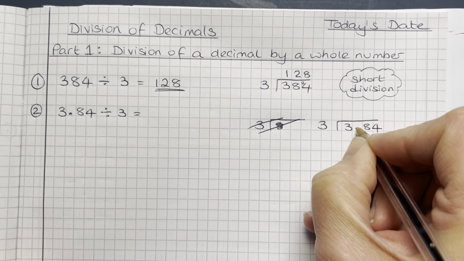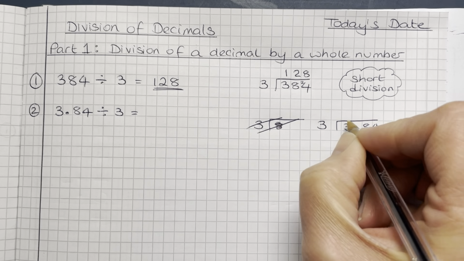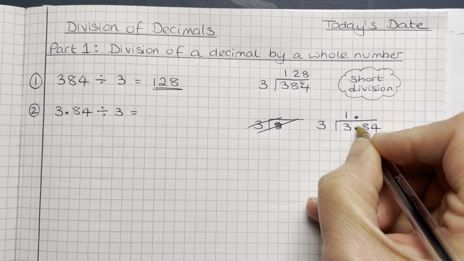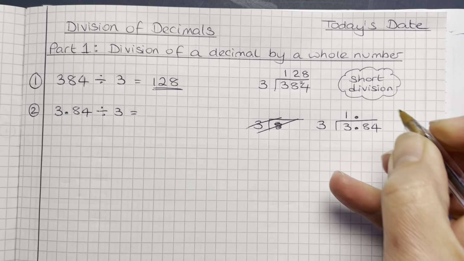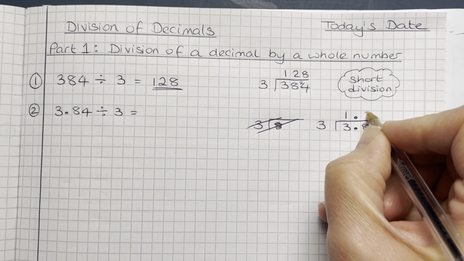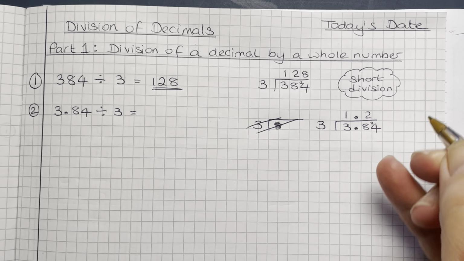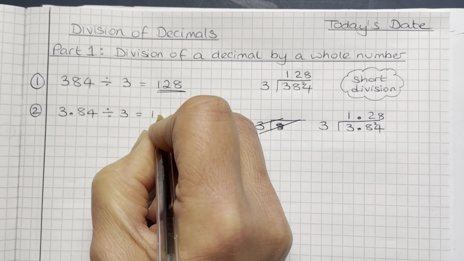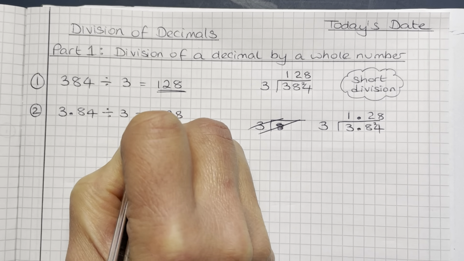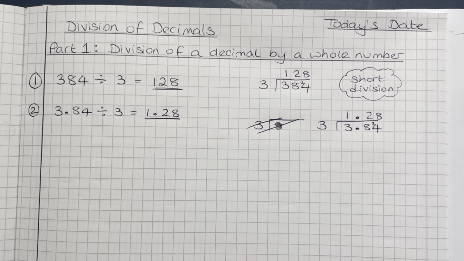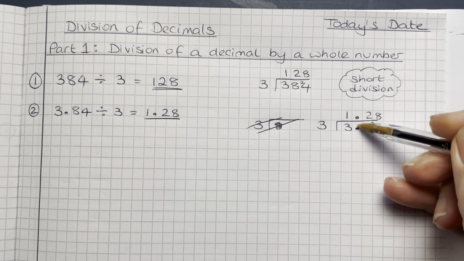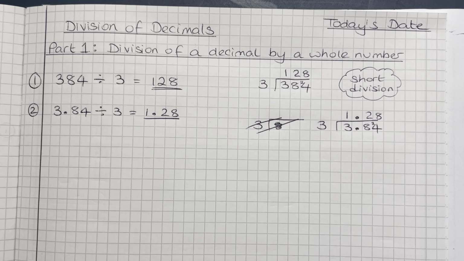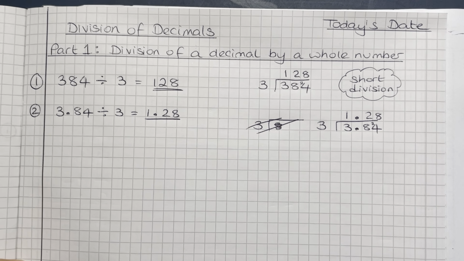We have a decimal point here now. So 3 goes into 3 once. We need to put the decimal point exactly above its position here. 3 goes into 8 twice, remainder 2. 3 goes into 24 8 times. So our method is almost exactly the same. We just need to remember to put the decimal point in completely in line. Let's write that down.